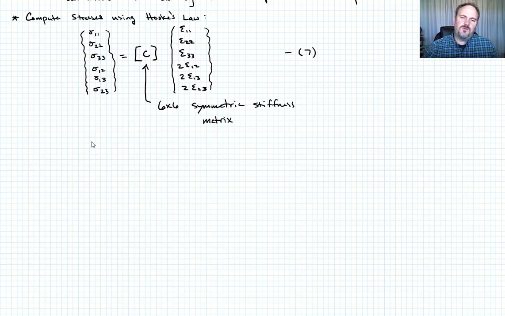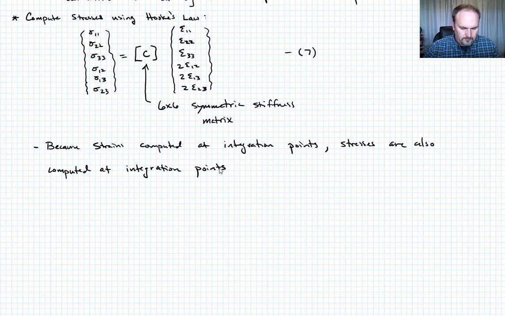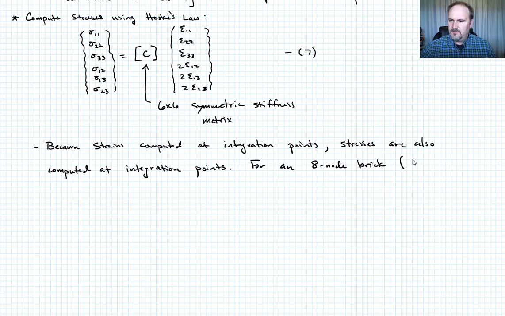Because we've computed the strains at the integration points, the stresses are also going to be computed at the integration points, right? So what does that mean? That means that for a fully integrated 8-node brick, fully integrated is going to mean that we have 2 integration points per dimension. So 2 times 2 times 2 gives us 8 integration points in a fully integrated 8-node brick, okay?